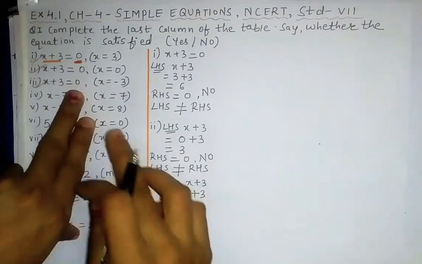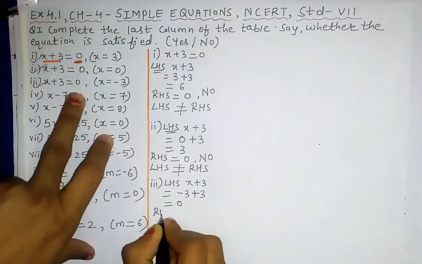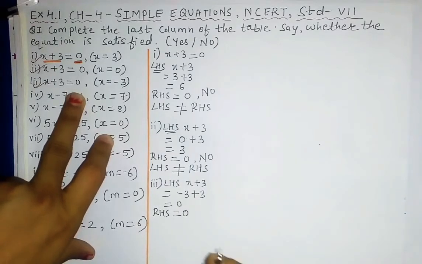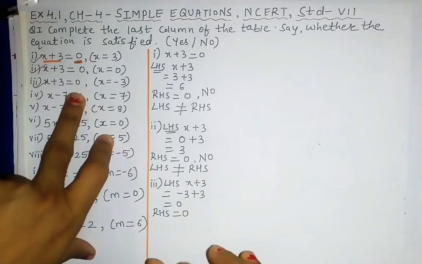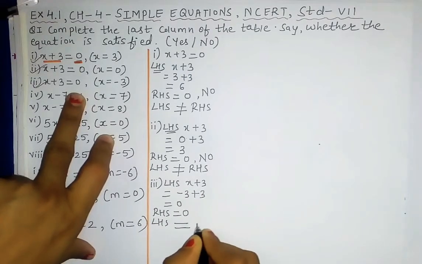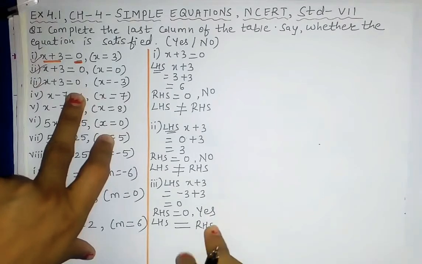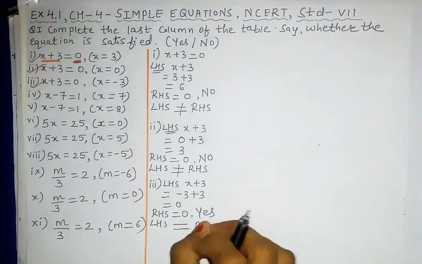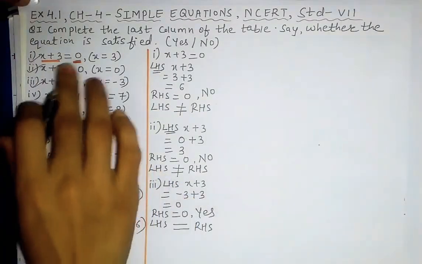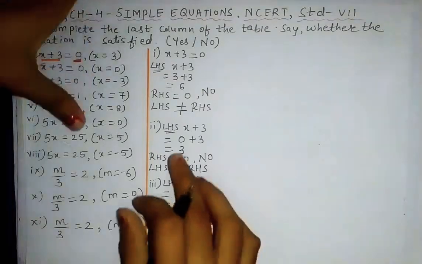And here what is given? 0 is given. So yes, our RHS is also 0. This time we are getting LHS and RHS the same. So write down LHS is equal to RHS. So this is the correct value. You can write that this is the correct value or this value satisfies the equation. You can write a statement in your own words, or only yes or no. If you write that, then also it's okay.